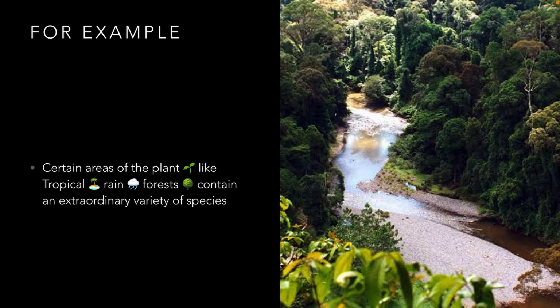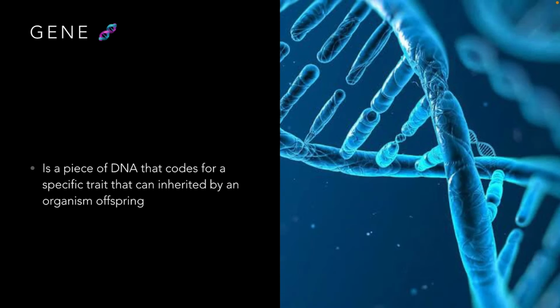For example, certain areas of the planet, like a tropical rainforest, contain an extraordinary variety of species. As you can see, there are so many, especially around the forest and in the river or the lake. It has so many types of species in there.